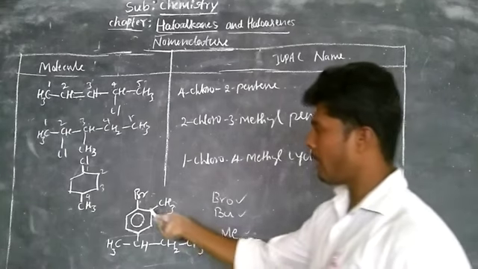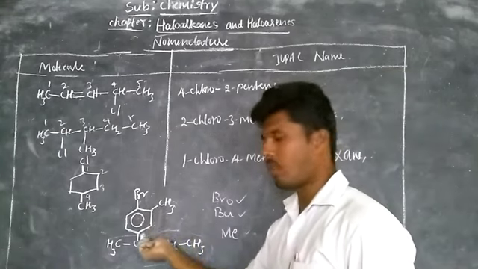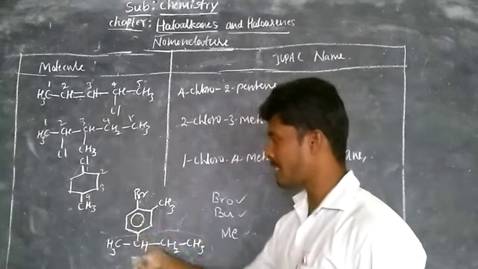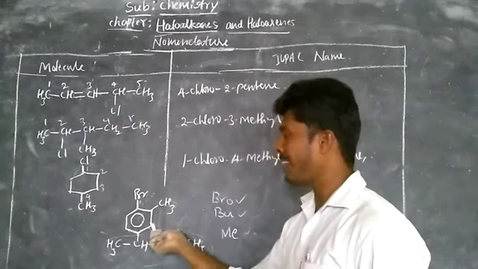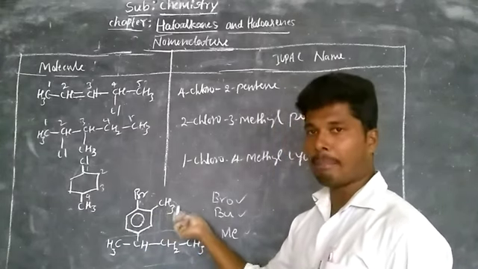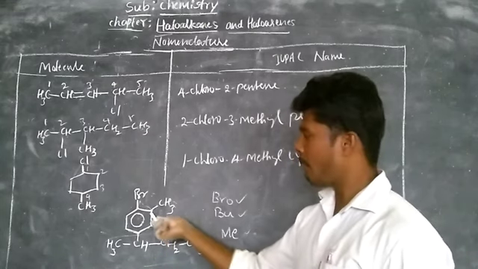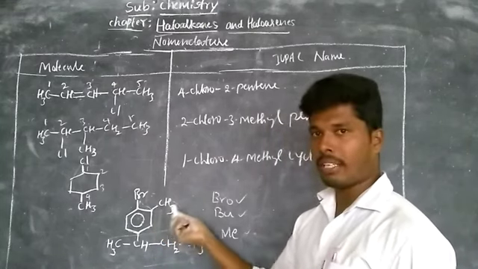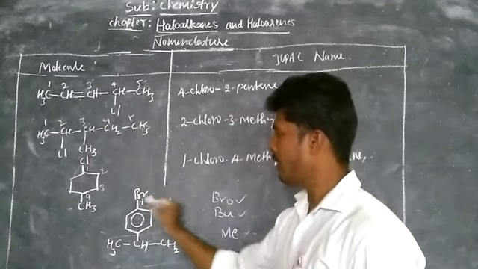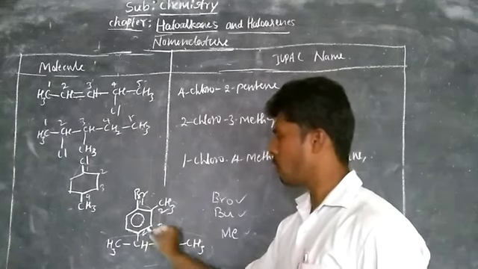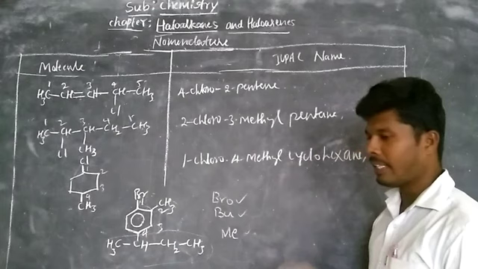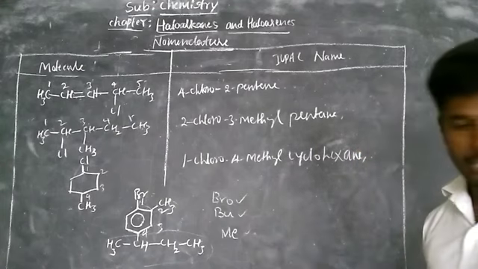So you should give the numbers 1, 2, 3, 4 like that only. If you give from this side 1, 2, 3, 4, 5, 6, you get high priority in this, like that, in the anticlockwise direction. But in the clockwise direction you get the lowest numbers, that is 1, 2, 3, 4. Okay. So now write the name.